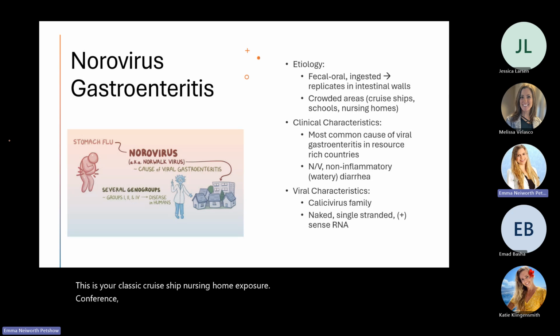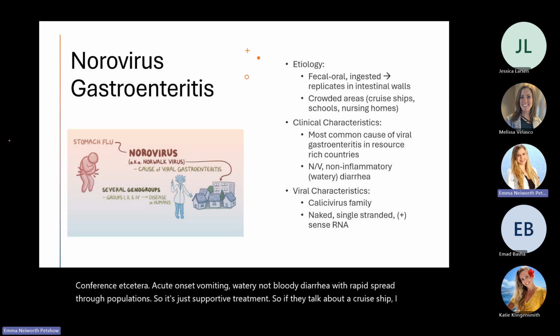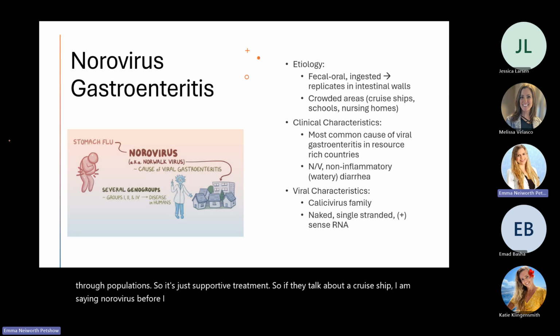Acute onset vomiting, watery, not bloody diarrhea, with rapid spread through populations. So it's just supportive treatment. So if they talk about a cruise ship, I am saying norovirus before I even think of anything else. My second one would be Legionnaires, but that would potentially be a non-gastroenteritis if it was a different type of infection.